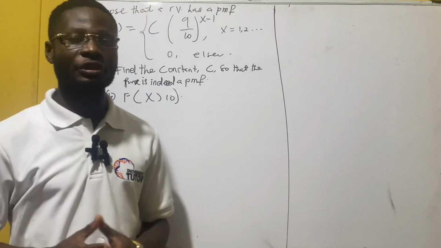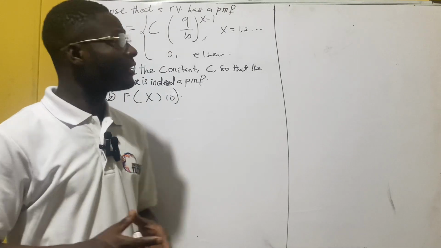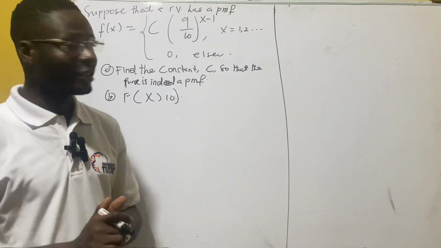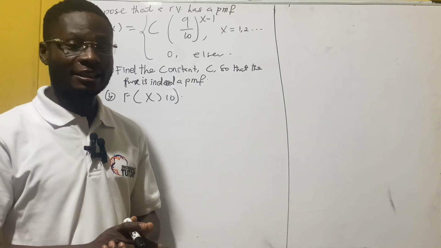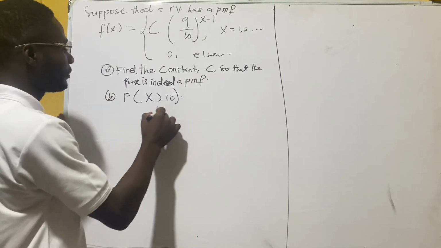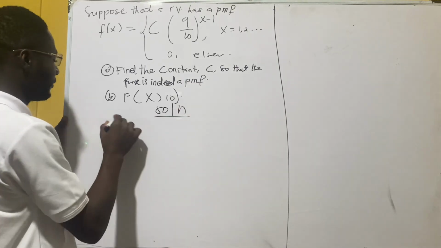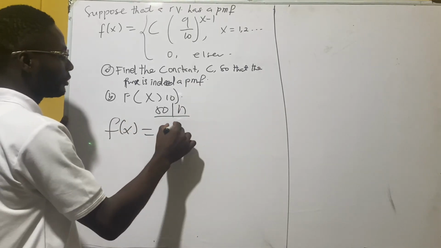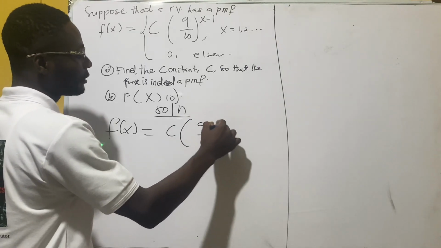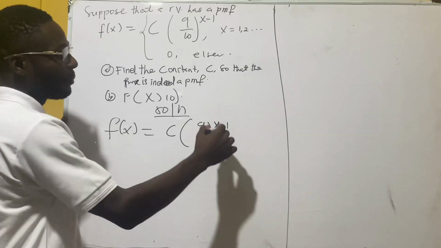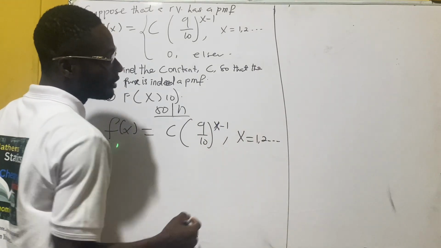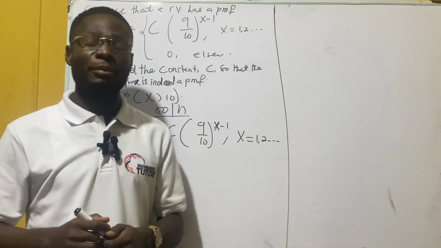In this tutorial, we are going to look at how we can handle this particular problem: find a constant so that the function is indeed a PMF. This is the function we have: f of x equals c into 9 on 10 to the power x minus 1, but x is equal to 1 to infinity.